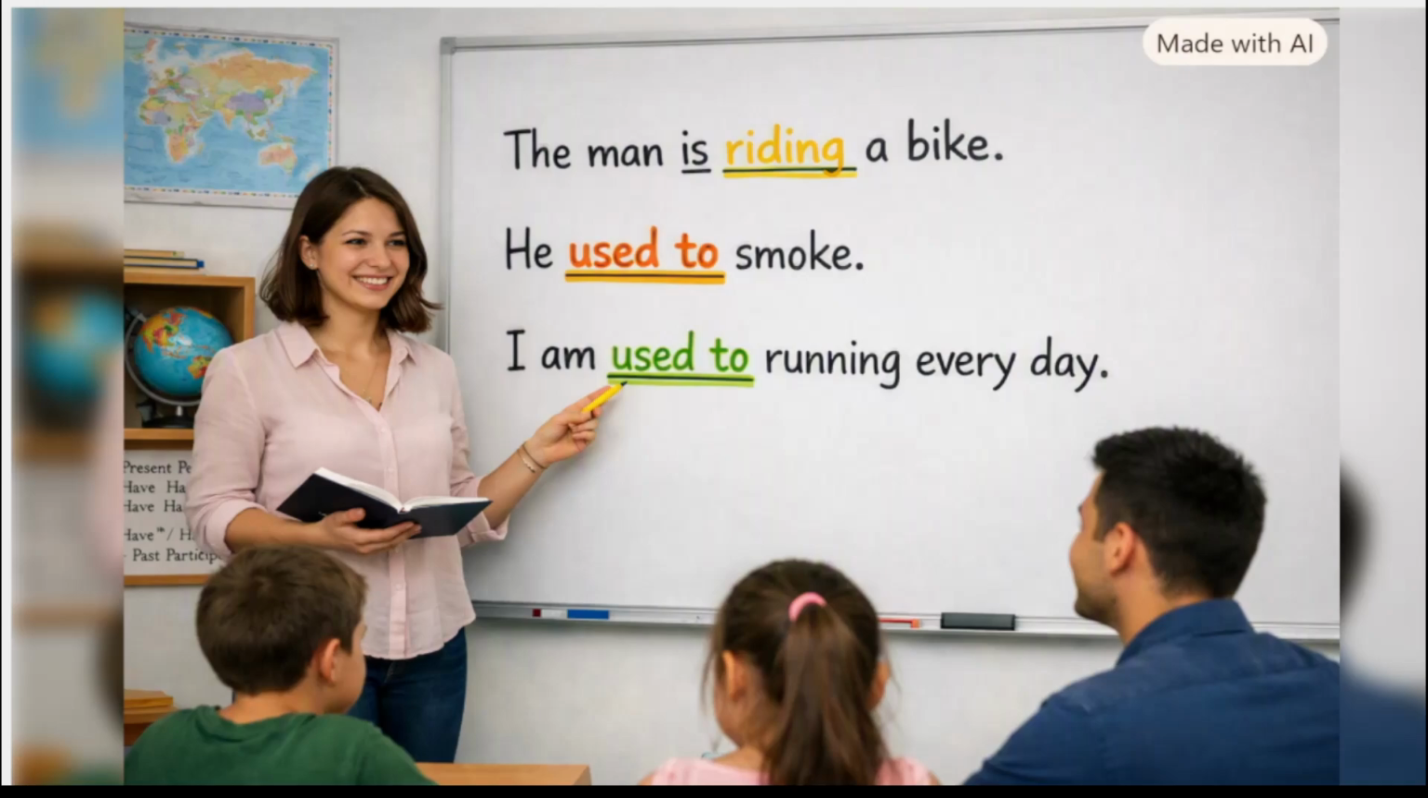Throughout this training, I will show you not only what CECDW means, but also what the teacher actually does in the classroom. We will use practical examples such as, the man is riding a bike, he used to smoke, and, I am used to running every day. By the end of the session, you should be able to take a grammar point from your syllabus and turn it into a short, structured clarification sequence using CECDW. So let's begin by understanding exactly where CECDW belongs in a lesson.